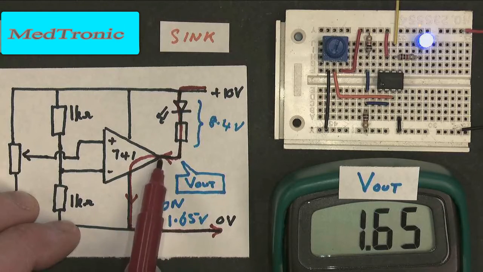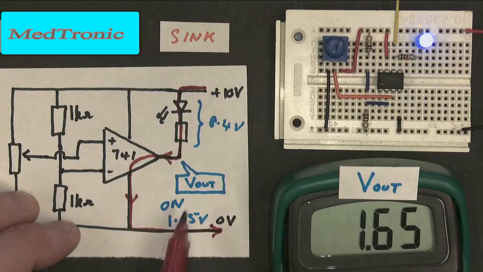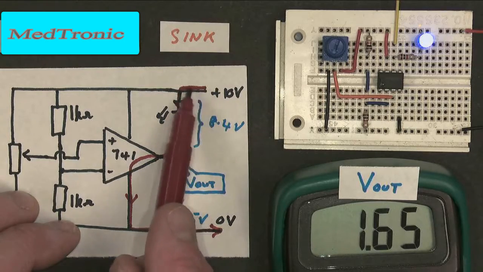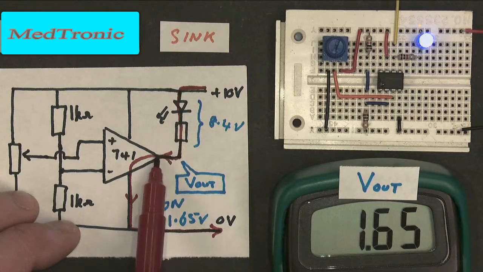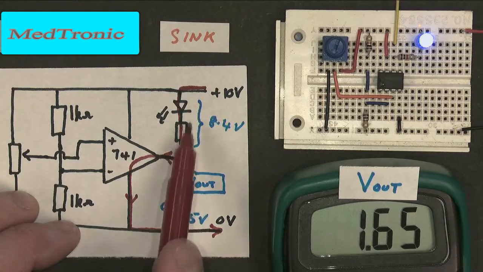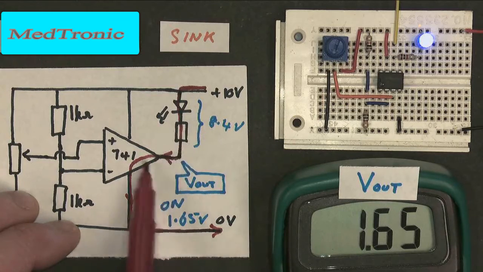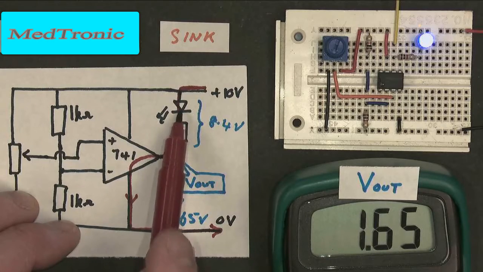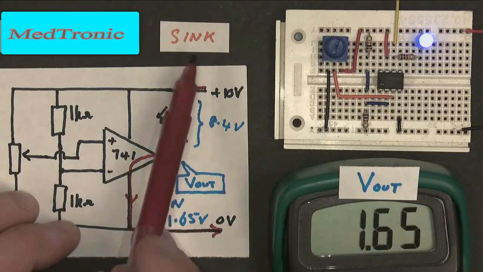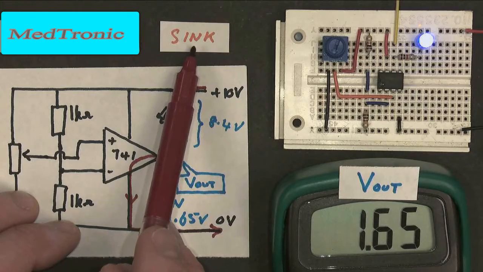So when the output voltage Vout is low, you get a potential difference across the LED. Current can flow from the positive power supply into the chip and down to ground. The LED lights up. The output here still controls the output device, but current's flowing in. That's what it means to have a current sink.